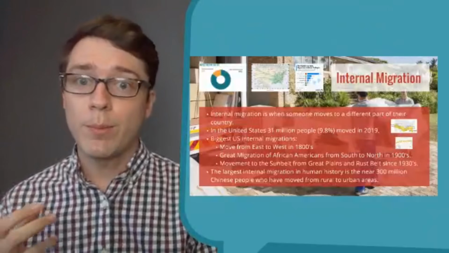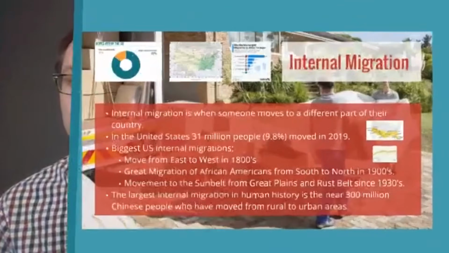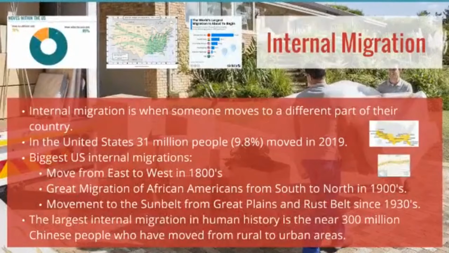Internal migration is when people move within their own country. So when people choose to move within their own country, they're moving to a different part of their country. In the US, we saw 31 million people, so almost 10% of our population did some sort of internal migration in 2019.